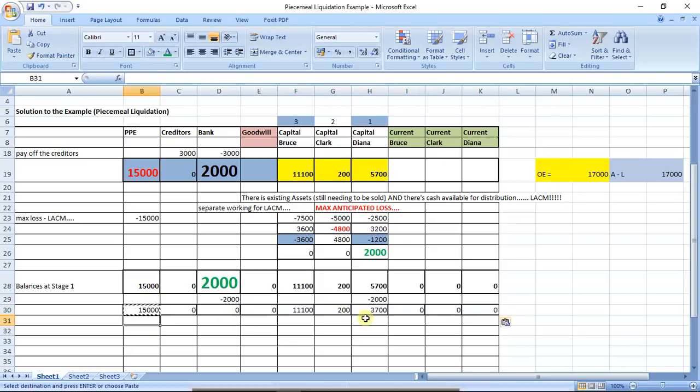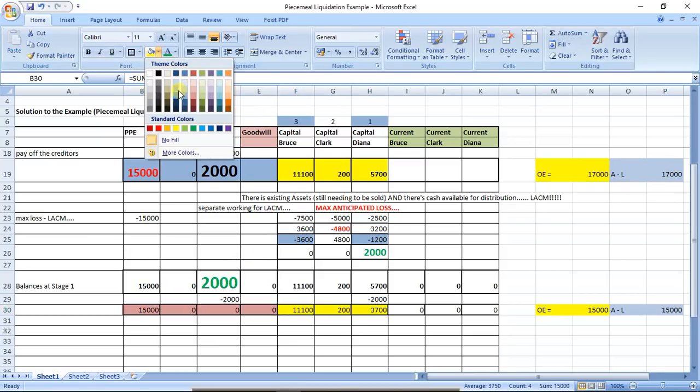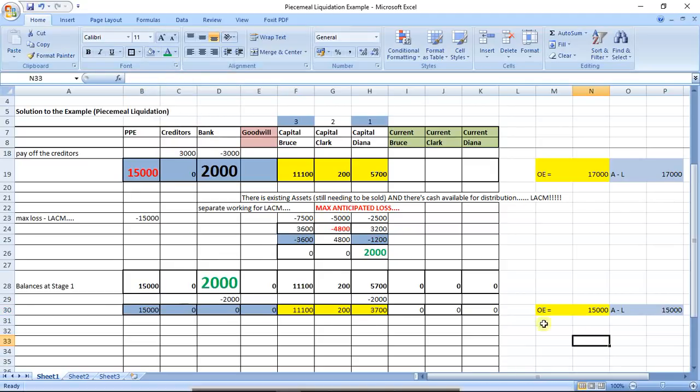Okay, and those are the balances that I'm left with. Again, if I went with owner's equity equals assets minus liabilities, you'll see your owner's equity is that. Okay, and your assets and liabilities amount to that. So you have to have the same amount on both sides. Owner's equity is 15, assets minus liabilities 15, and that's what we've got there.